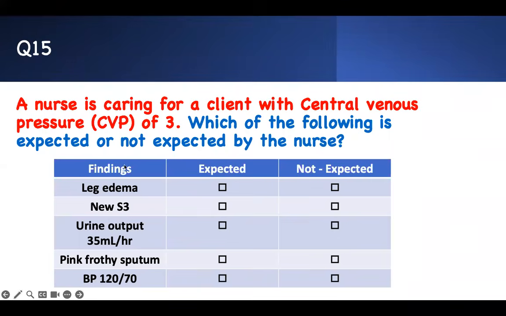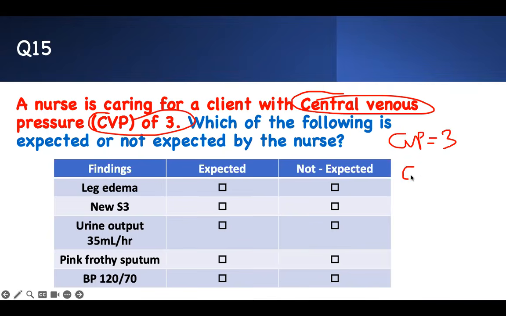Which of the following is expected or not expected by the nurse? A nurse is caring for a client with central venous pressure of 3. This is content. CVP is 3. You ask yourself, what is CVP? Central venous pressure, and the normal is 2 to 8. If I give you CVP of 3, that's normal range. It's in the low normal range. So it's still what? Normal.